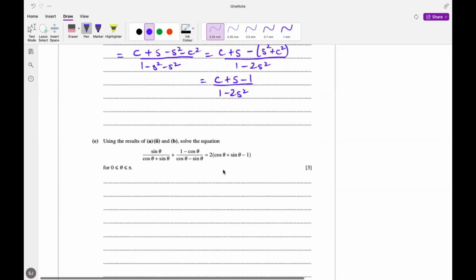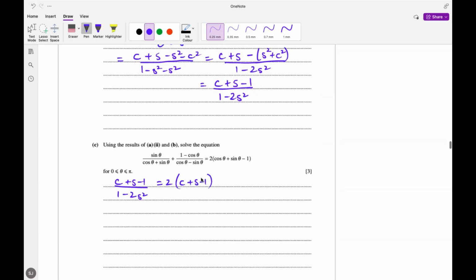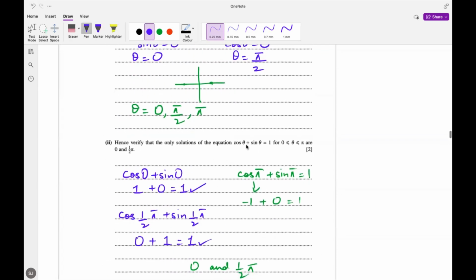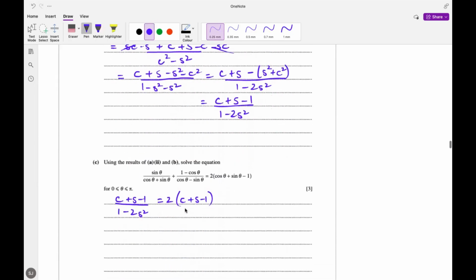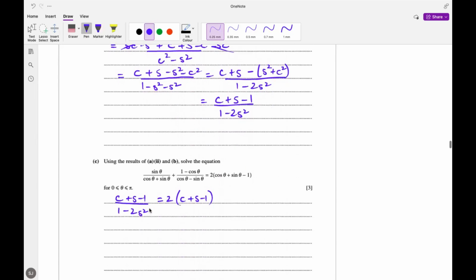Now in part C, we have to use the results of A part 2 and B part to solve this given equation. Now this was the identity that we proved, which was cos plus sine minus 1 upon 1 minus 2 sine squared equals 2 into cos plus sine minus 1. Now from the previous part, we already know that cos plus sine minus 1 was equal to 0, if you bring the 1 on this side. So we can put a 0 over here as well, or we can simply cross multiply.